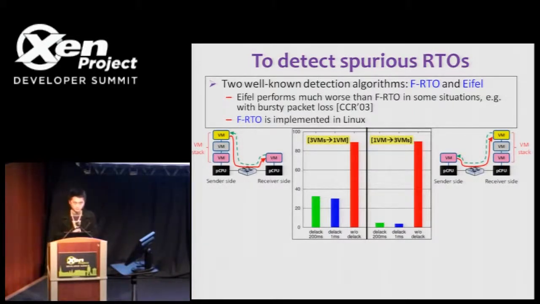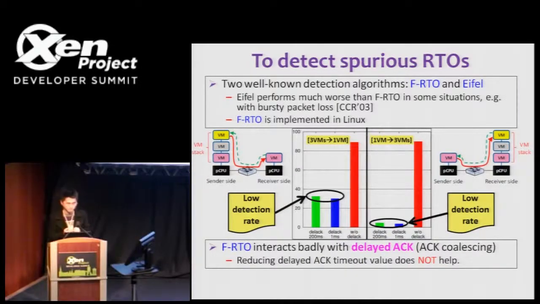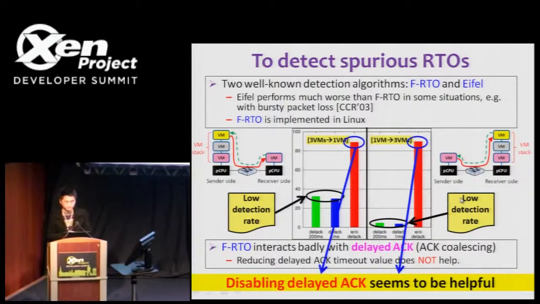With both scenarios, we find that delayed ACK plays a significant role in affecting F-RTO's detection rate. And reducing the delayed ACK timeout value does not help at all. So the bad phenomenon is worse when the receiver VM suffers a scheduling delay. For example, we can see that the detection rate can be lower than 10%. However, disabling delayed ACK seems to be helpful.